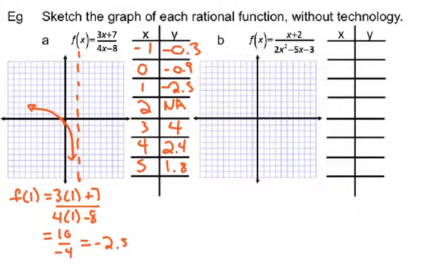Doing the right side of the asymptote, we had a point at 3, 4, a point at 4 and 2.4, and a point at 5 and 1.8. On this side of the asymptote, the graph will curve up as it goes towards it and level off as it goes away from it.